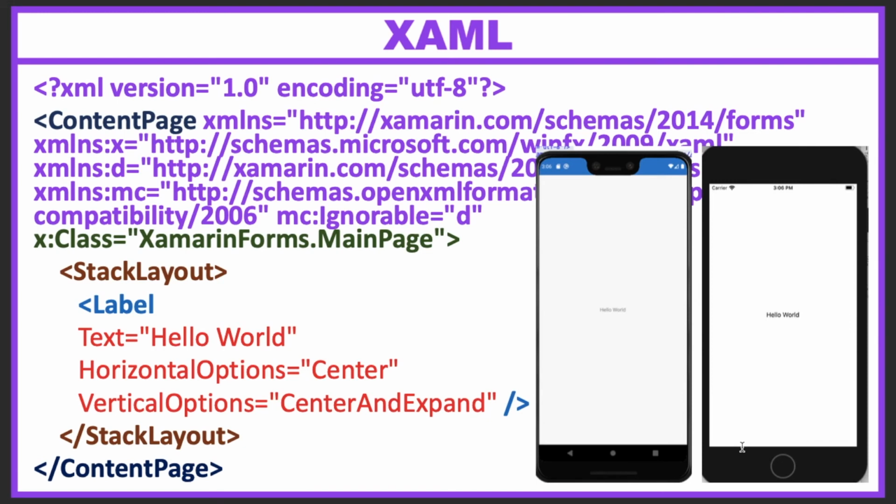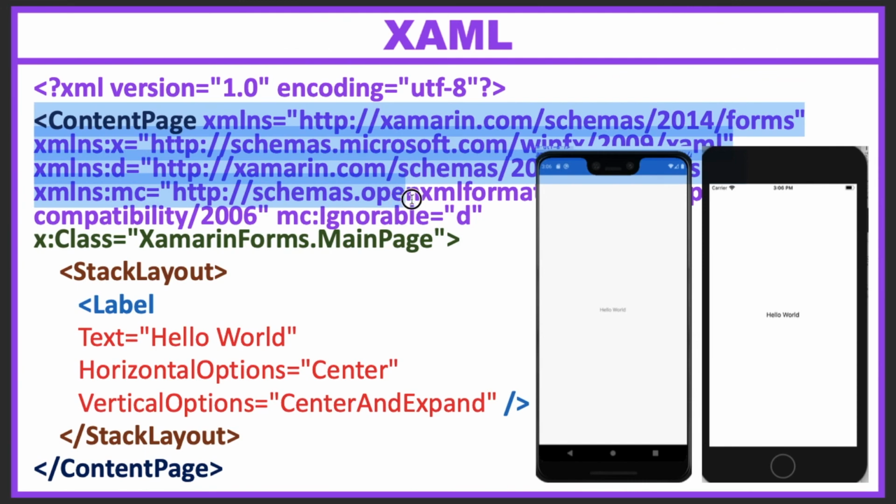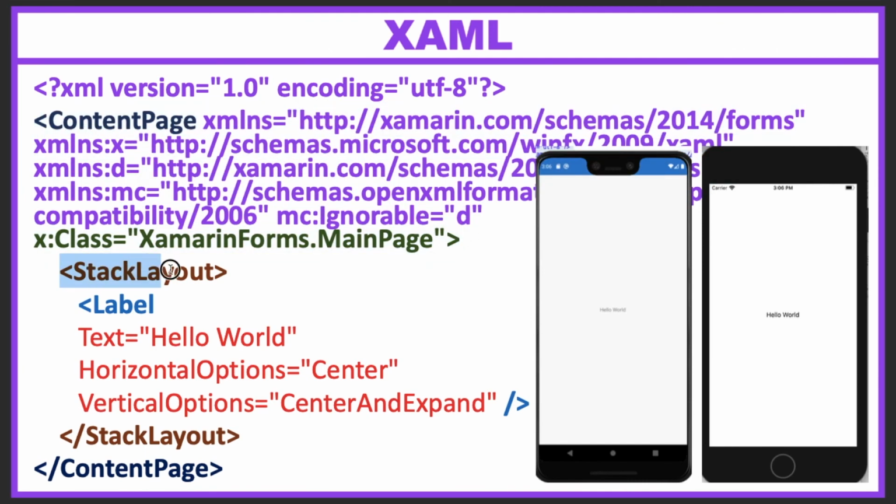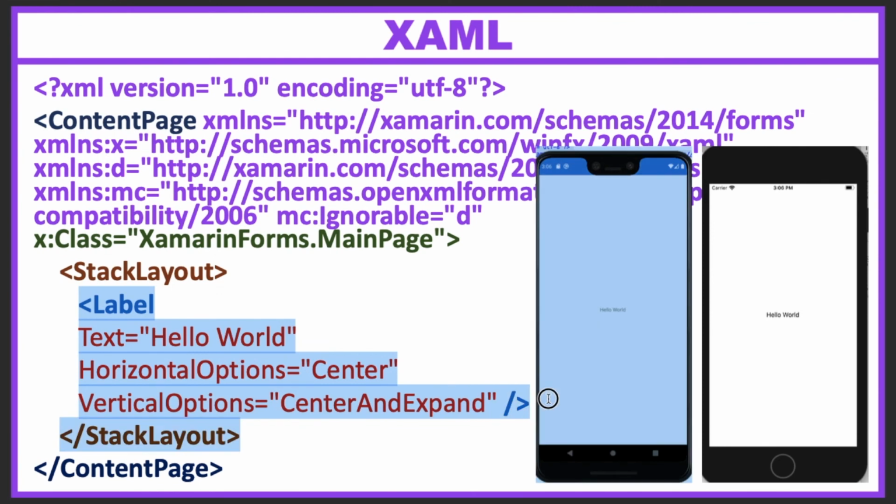This gives you a simple code for a hello world program in XAML. Here we have your content page. So that is your page. Inside this page you need to define the layout. Here we have given a stack layout. Inside the layout we need to place all the user interface components. So here there is only one component, a label that displays hello world.